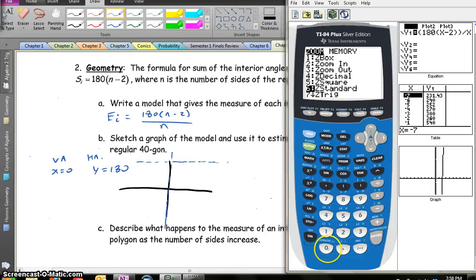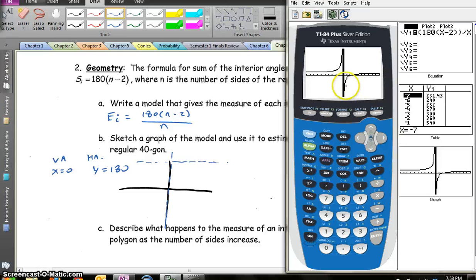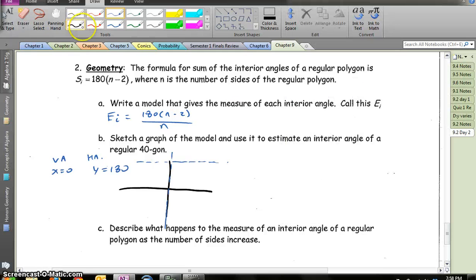Oh, it's down at number 10. So zoom fit, and it adjusts your window so that you can see the graph. All right, and we see that it's in these two quadrants here. So let's draw my sketch and move on.